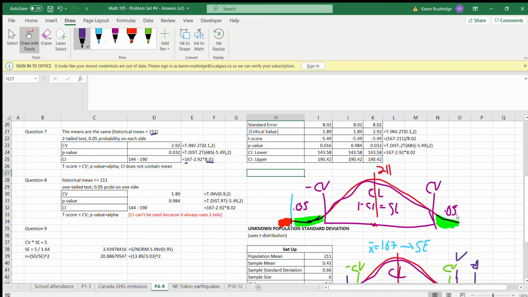I'll reiterate just one more time, like in question 8, when we don't have a two-tailed test, we cannot use this. We can calculate it, but we cannot use that as part of a hypothesis test. The answers we get from it won't make sense.